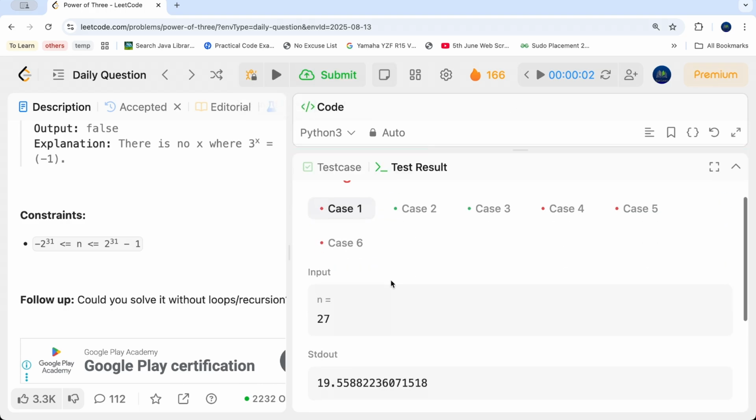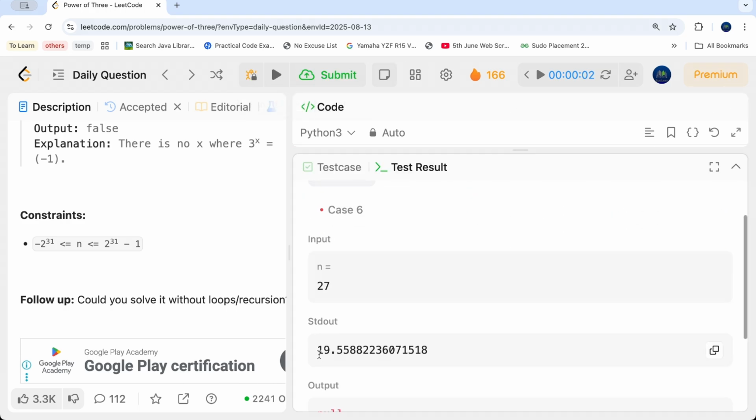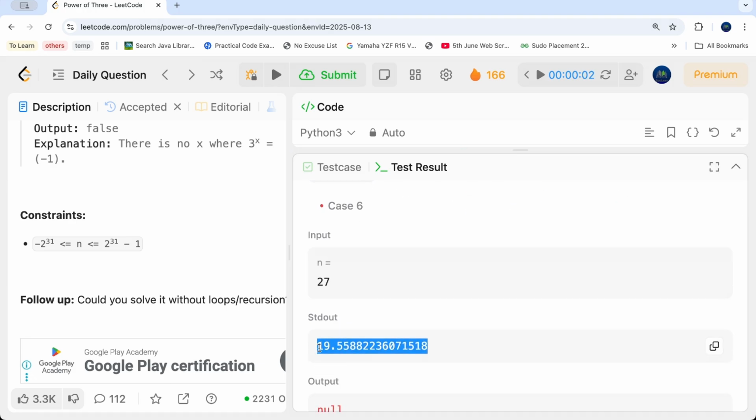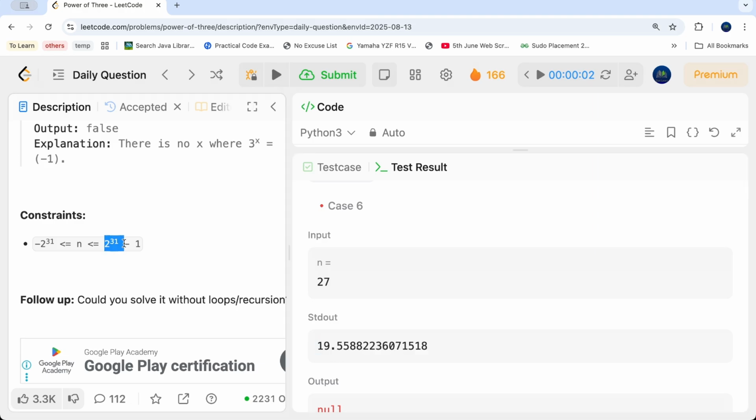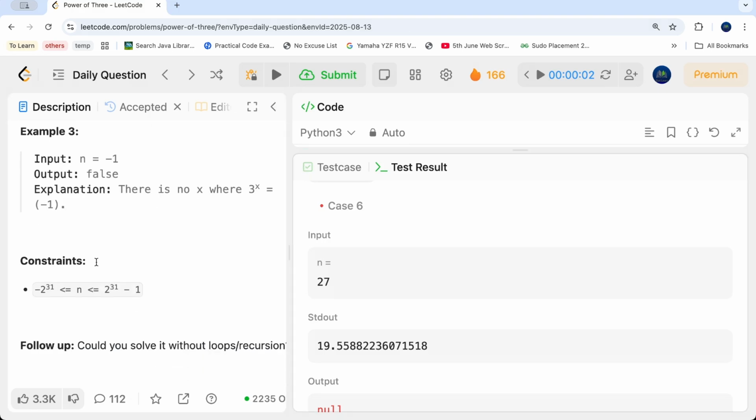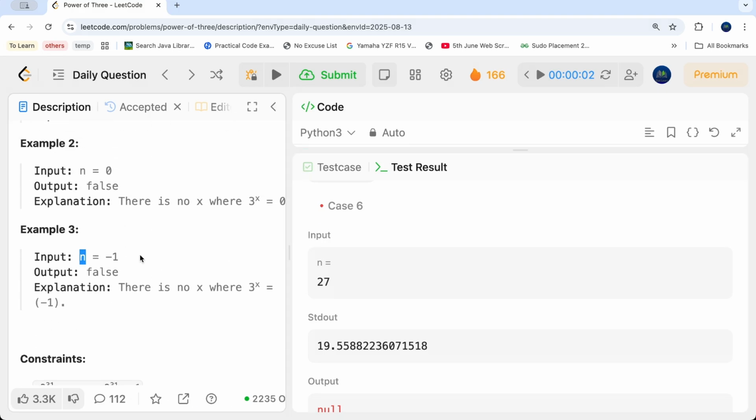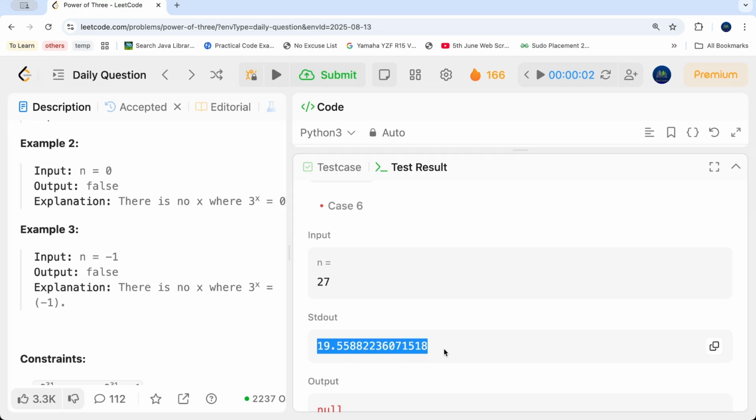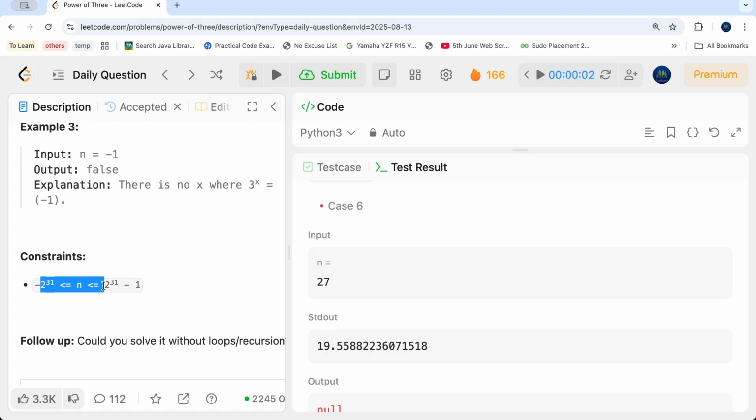For 243 or for any value, you will see the output is the same, which is 19.5588 something. It means 3 to the power 19.558, whatever this value is, will be approximately equal to 2 to the power 31 minus 1. So whatever the value of n is, if it has to be a power of 3, then it will not be a power of 3 more than 19.558. It will be a power of 3 till 3 to the power 19, because 3 to the power 20 is out of the range of our input.